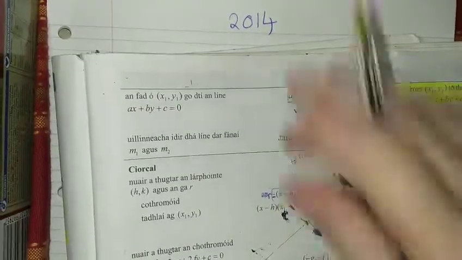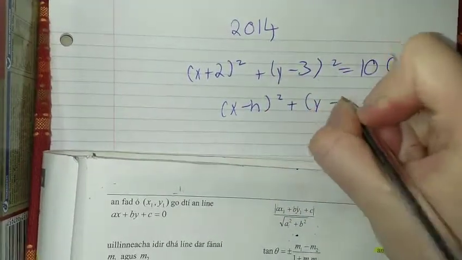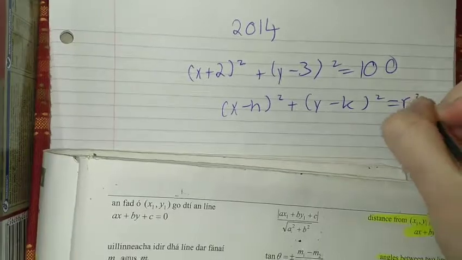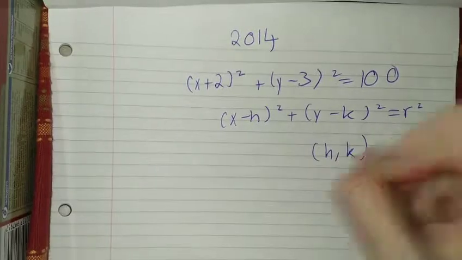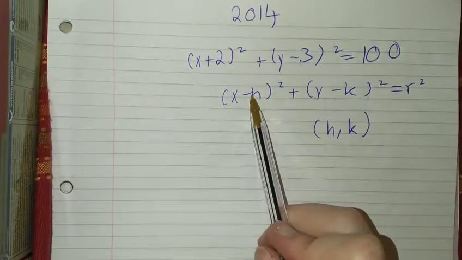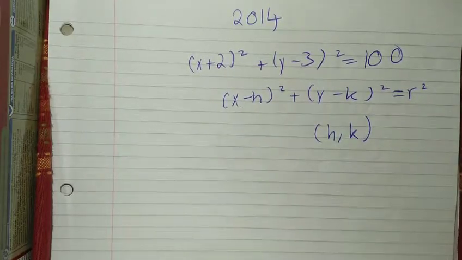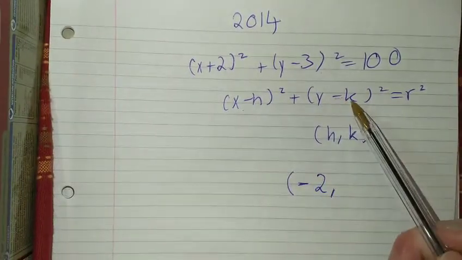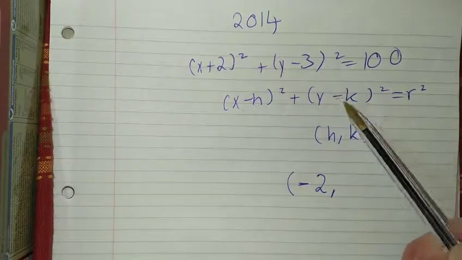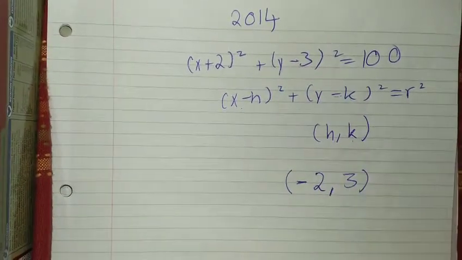So the general formula for the equation of a circle is (x − h)² + (y − k)² = r². When I have it in this format, my centre is (h, k). With a minus in front of h, it's positive here, but I have a plus here, so in order for that to work out, h is going to have to be −2. And because I have a minus in front of k, and it's a minus here, my k is going to be positive 3.